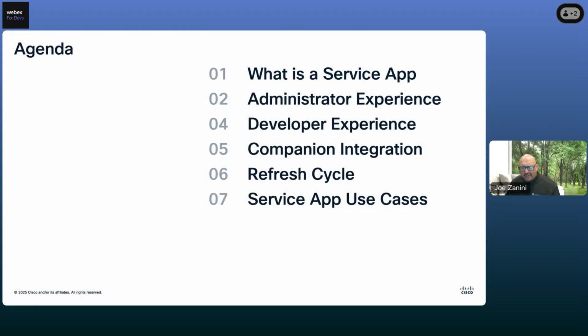We'll be going over an optional companion integration for automating the process of gathering tokens when an administrator authorizes our service app. We'll be talking about the OAuth 2 refresh cycle that is baked into the service app implementation. And then once we know everything that there is to know from my head about service apps, we'll be talking about some known service app use cases. Why would I build a service app? And what does that mean for the Webex developer?